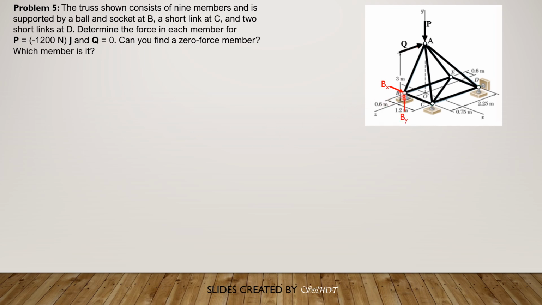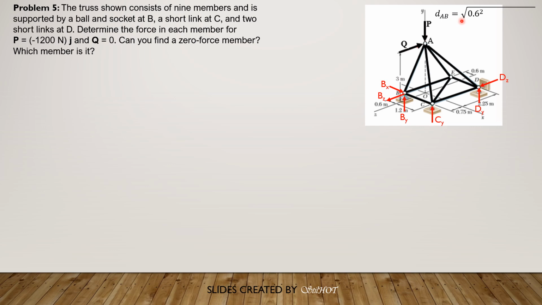And we now assume the component reactions at each support. So we have ball and socket at B, 3 reactions. At C, only 1. At D, 2: Dy and Dx, Dy and Dz, and at C we have Cy only.